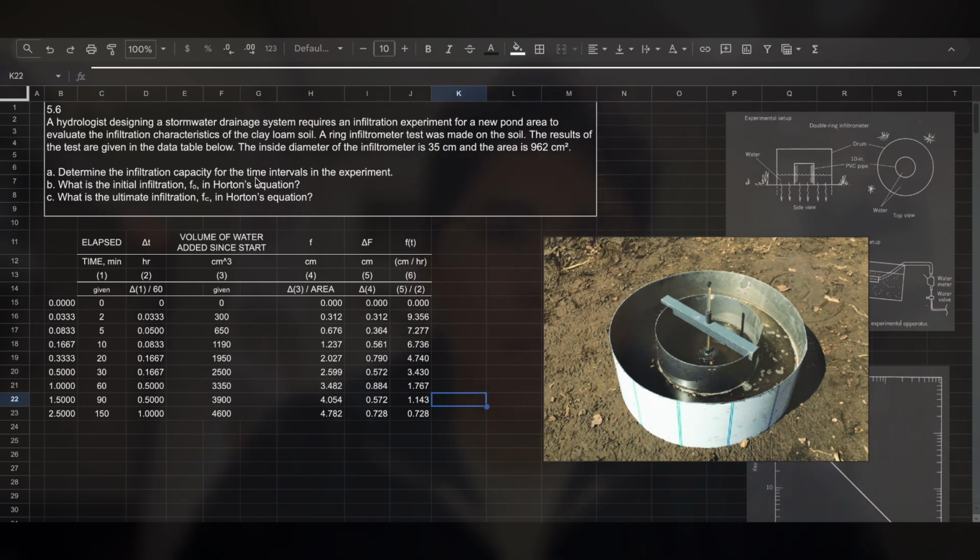Determine the infiltration capacity for the time intervals in the experiment. We have the infiltration capacity or infiltration rate per each time interval.